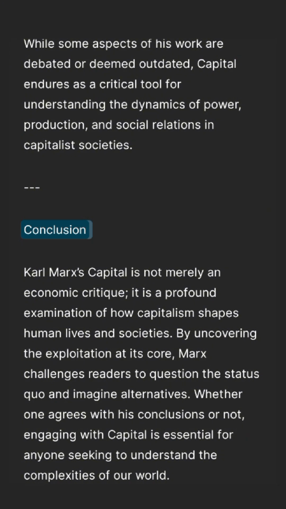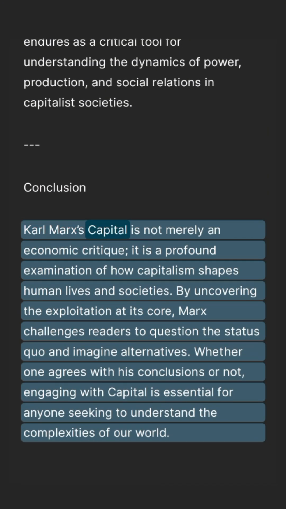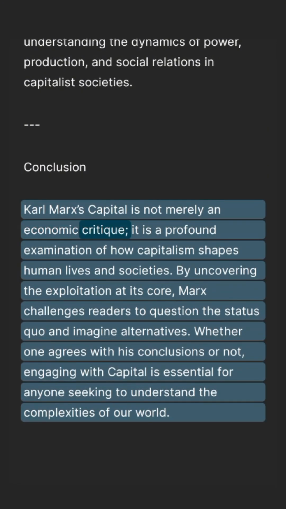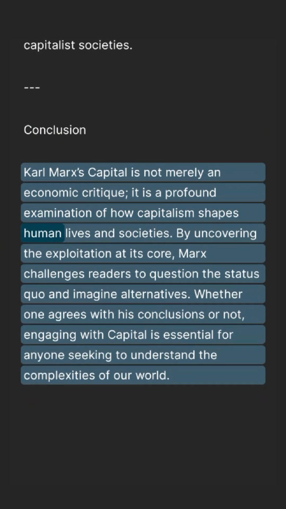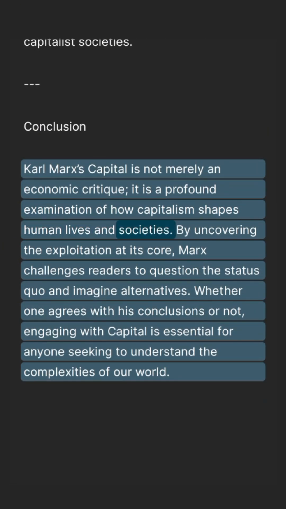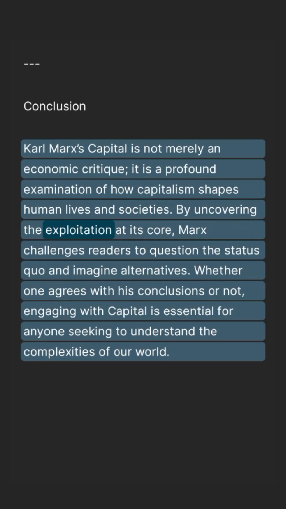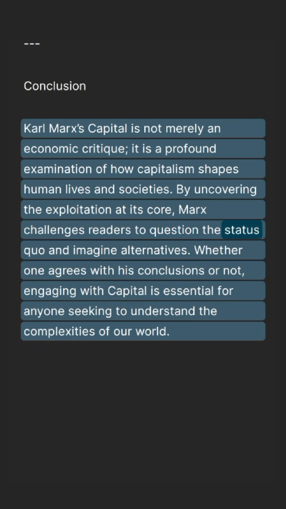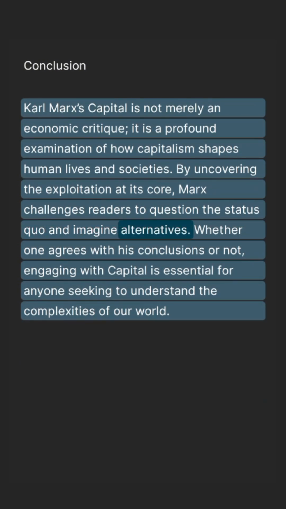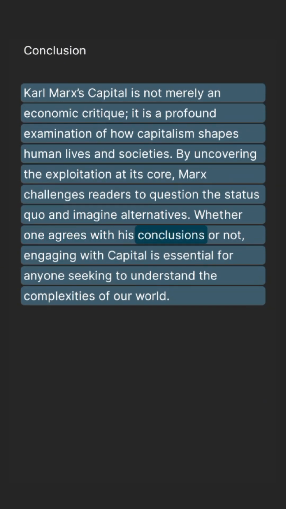Conclusion. Karl Marx's Capital is not merely an economic critique. It is a profound examination of how capitalism shapes human lives and societies. By uncovering the exploitation at its core, Marx challenges readers to question the status quo and imagine alternatives. Whether one agrees with his conclusions or not, engaging with Capital is essential for anyone seeking to understand the complexities of our world.